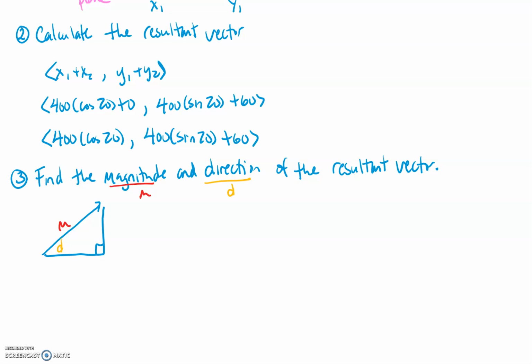Now, what are those x and y values? Well, that comes from our component form. So this x right here along the bottom is 400 times cosine 20, and the y, which is this vertical side, is this 400 times sine 20 plus 60. And now it's just a matter of going back to what we did at the beginning of vectors. Pythagorean theorem for magnitude, tangent for direction. So I'm going to go ahead and work that out.